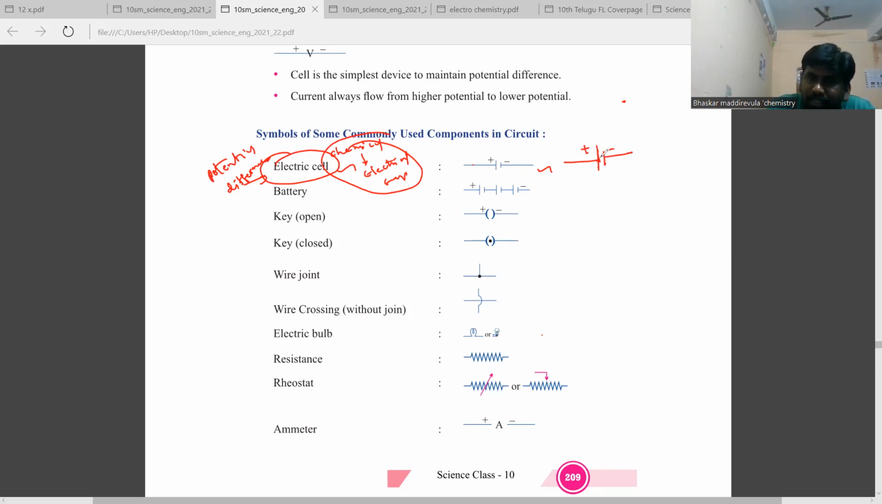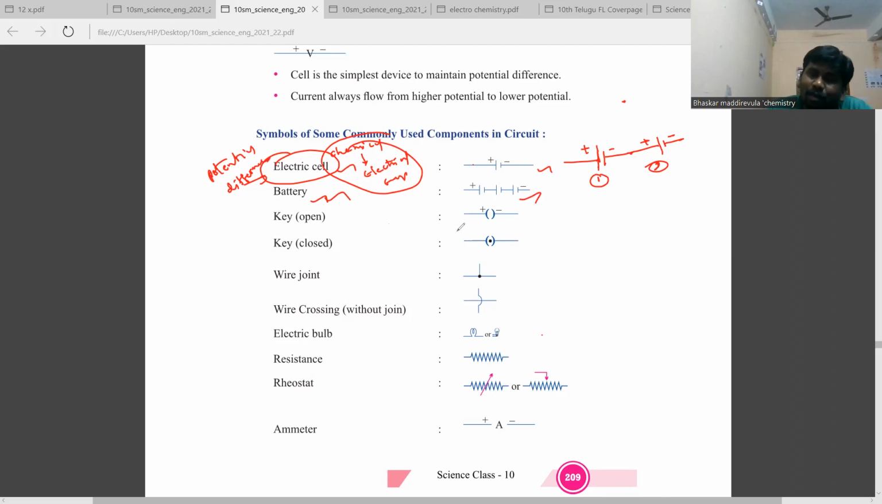If these cells are connected in series, we'll get a battery. How to make the series connection? The negative terminal of one cell is connected to the positive terminal of the next cell, like this. The negative terminal of cell 1 is connected to the positive terminal of cell 2. So if you connect the cells in series, you will get a battery.